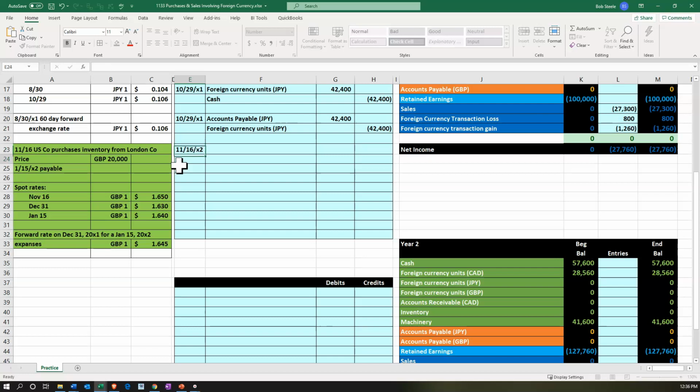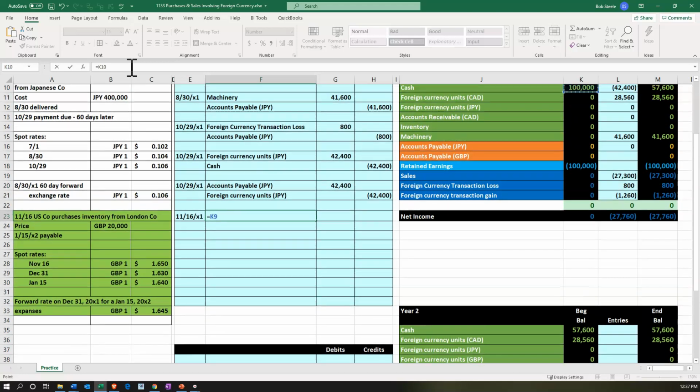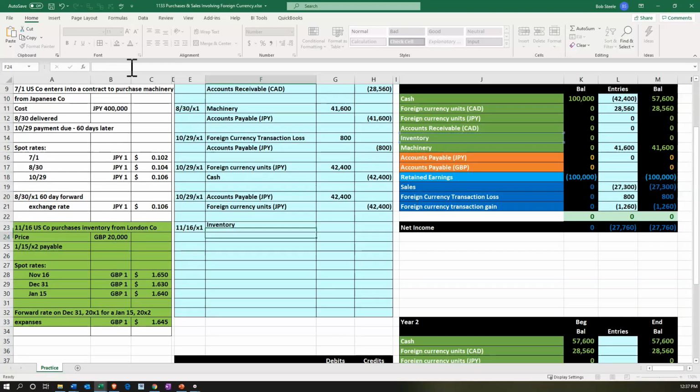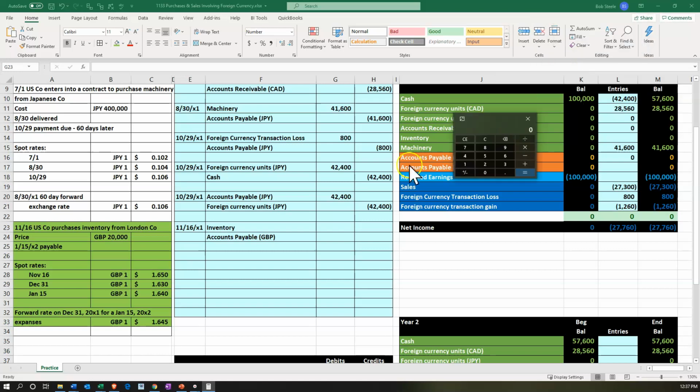We're going to say X1, 11/16 X1, and we will then say that we have a typical transaction: inventory going up, and then the accounts payable, but we're going to note that we're going to pay the accounts payable in pounds. So then we'll calculate this out. Let's pull out the trusty calculator here. Trusty calculator went to the wrong screen. So I'm going to pull it on down.